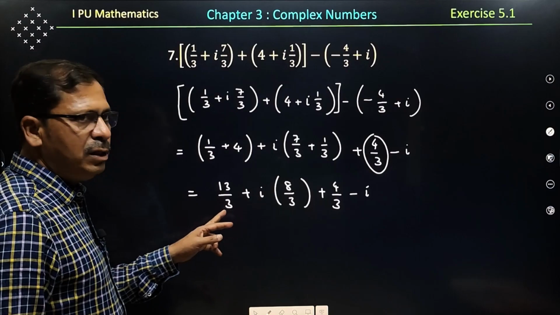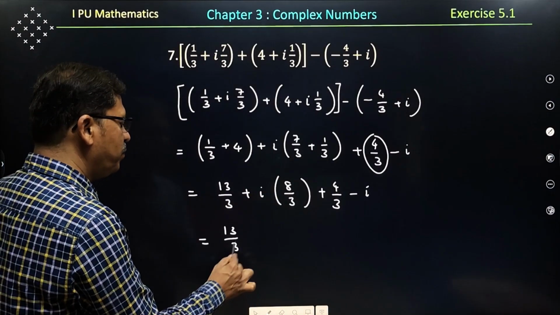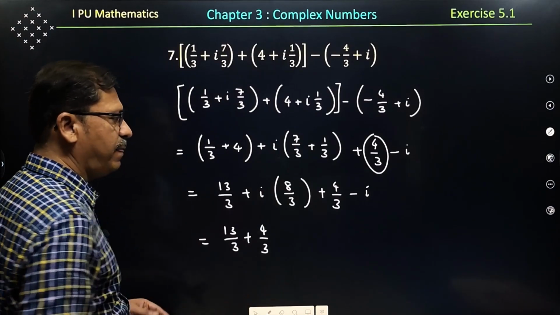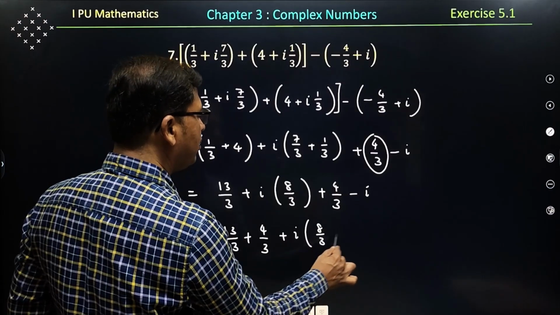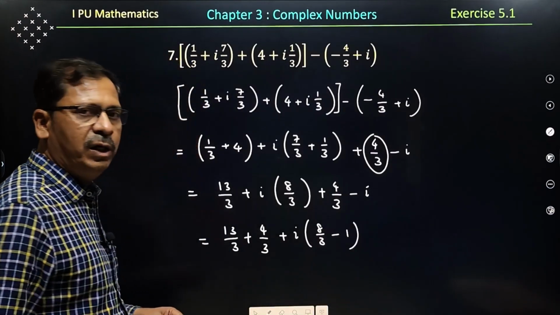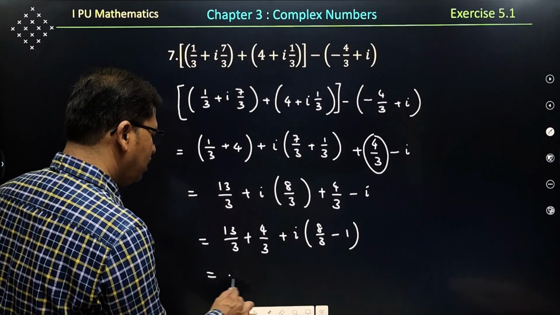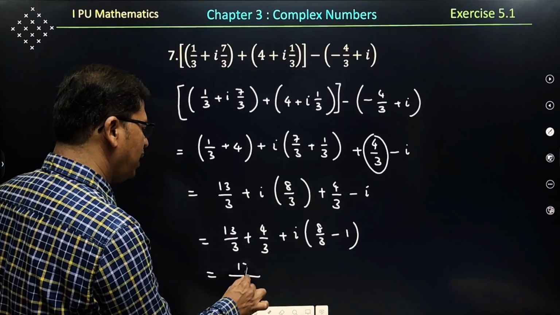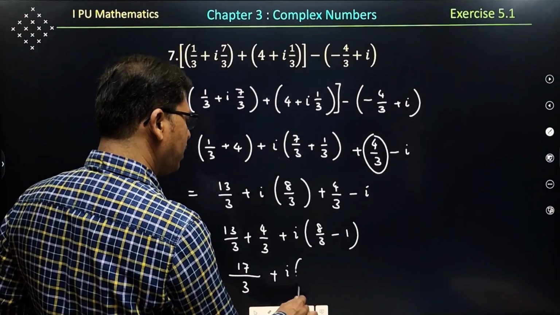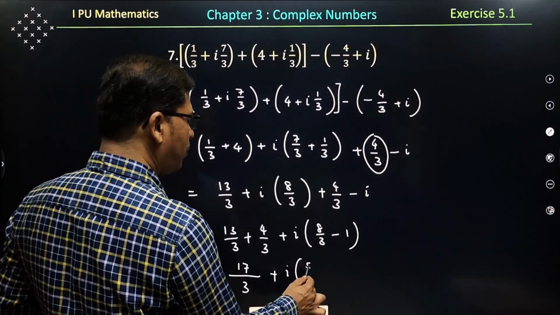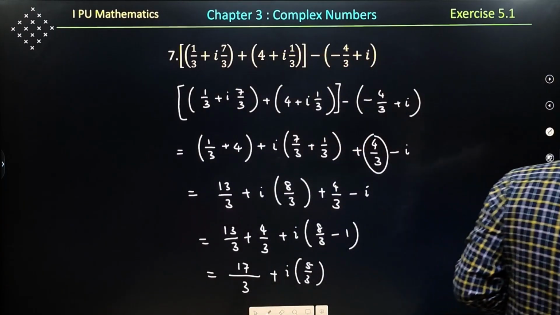Now 13 by 3 and 4 by 3, these are real parts, add them, 13 by 3 plus 4 divided by 3, plus i into bracket, 8 by 3 minus 1. So the answer is 3, 13 plus 4 is 17, plus i into bracket, 8 minus 3, 5. So this is 17 by 3 plus i into bracket, 5 by 3.